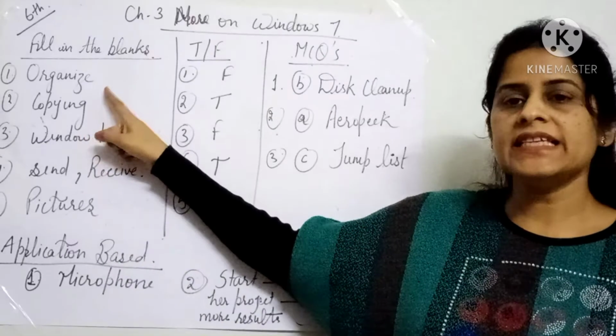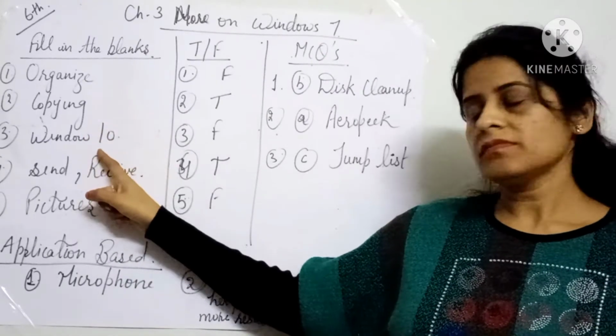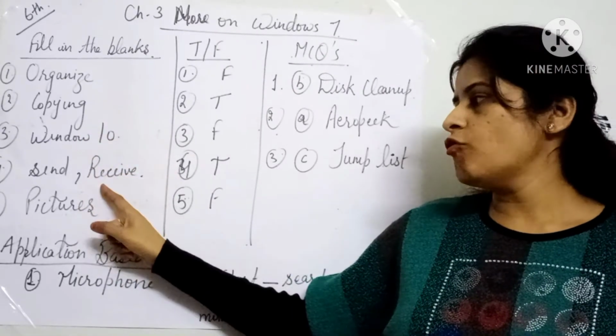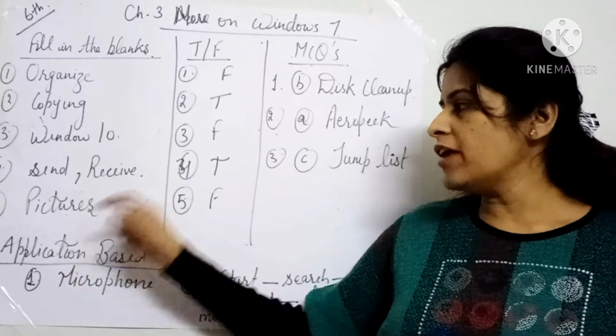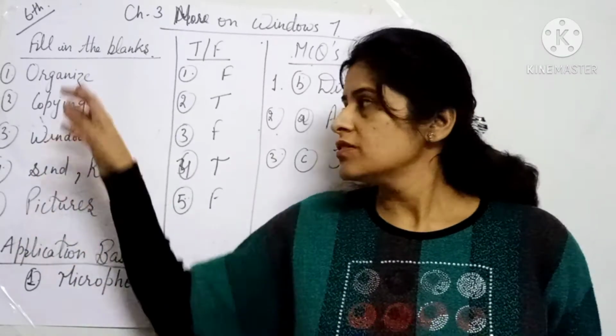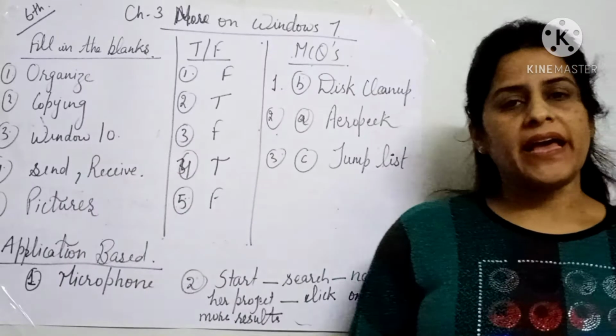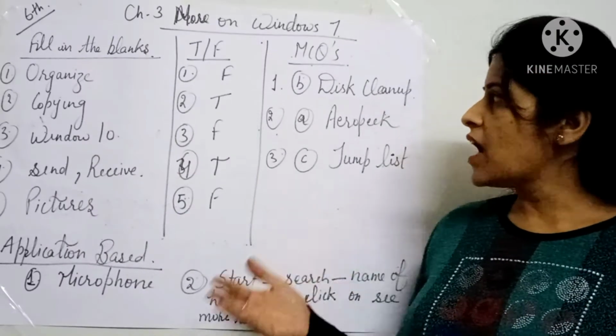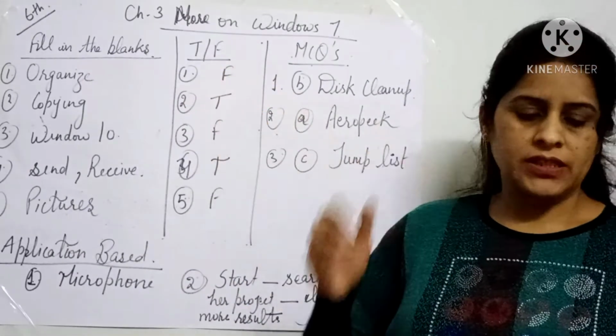First we'll organize, second is copying, third is Windows 10, fourth is send and receive, and fifth is pictures. This was your fill in the blanks. Now let's come to true and false.